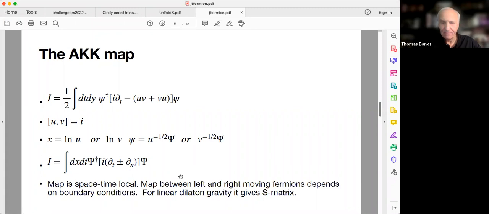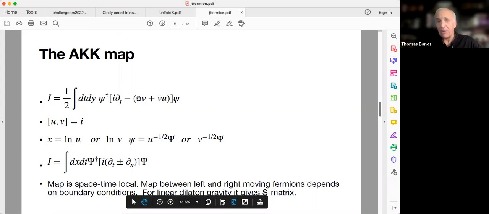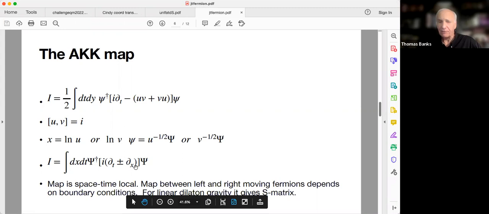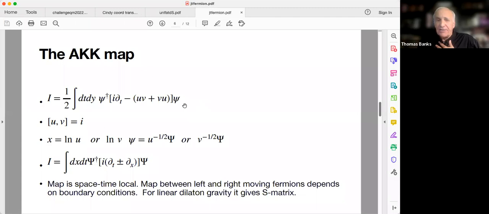Now, because we've got both U and V here, there are two ways of thinking about this, either as functions of U or functions of V. And that gives me both left moving and right moving Weyl fermions. And of course, there's got to be some connection between them because they all came from the original model. What that connection is depends on what system you're trying to model. So this map was first introduced by AKK studying what's known as linear dilaton gravity. That's a different version of two-dimensional dilaton gravity that actually has Minkowski space as its geometry. In a similar way to what I said here, the geometry is exactly Minkowski, no fluctuations. And in addition, there's a dilaton field, which has a different dependence on the static coordinates in Minkowski space.